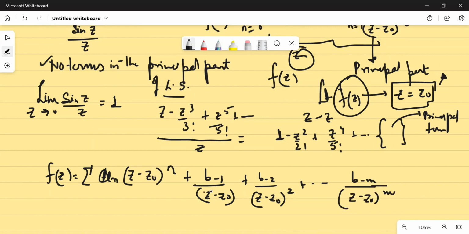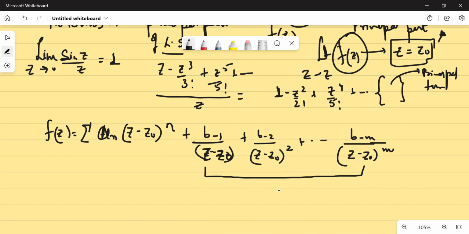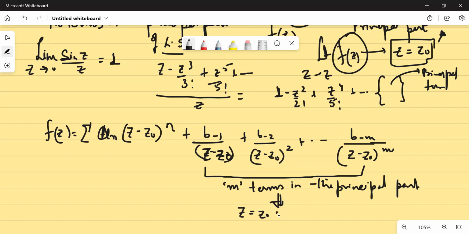So now, what is the singularity? The singularity is clearly z naught. Now, in such a case, if you have m such terms in the principal part, then it implies that z equal to z naught is a pole of order n. It is a pole of order n. Okay.